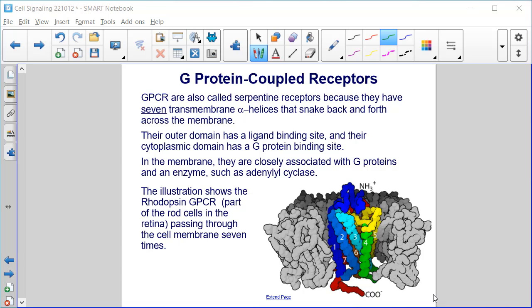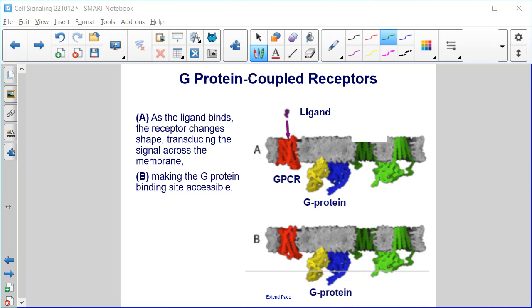As the ligand binds, as shown in image A, the receptor changes shape, transducing the signal across the membrane. In image B, we see that this makes the G protein binding site accessible.